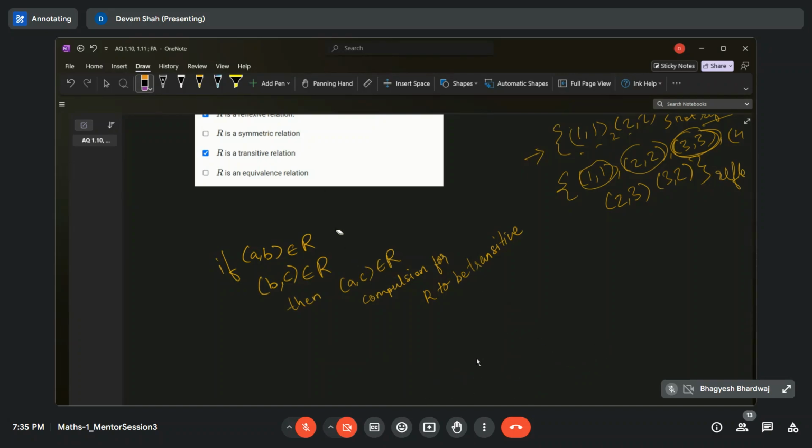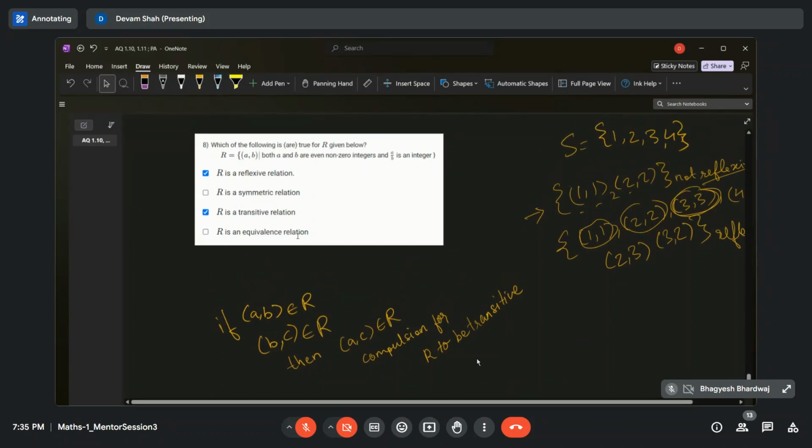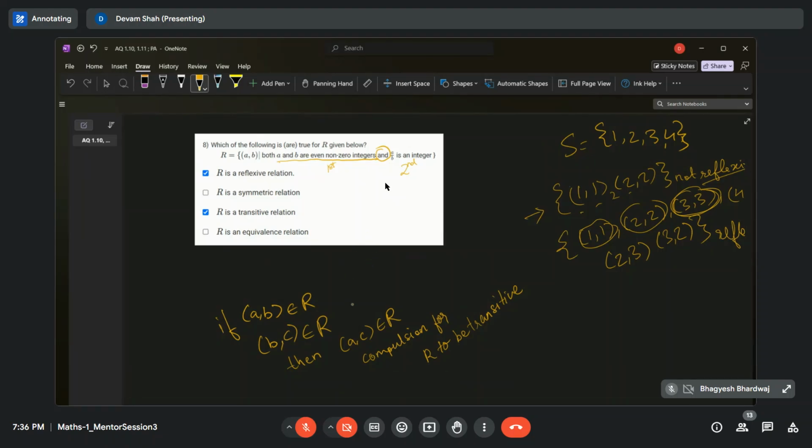So now solving the question. What is the question? Look, what are A and B? A and B are even non-zero integers, right? And so it should satisfy this condition. Sir, I'm having confusion in transitive relation. Sorry, can you repeat? I'm having confusion in transitive relation.